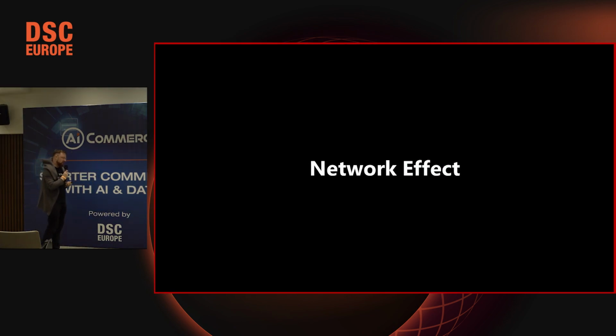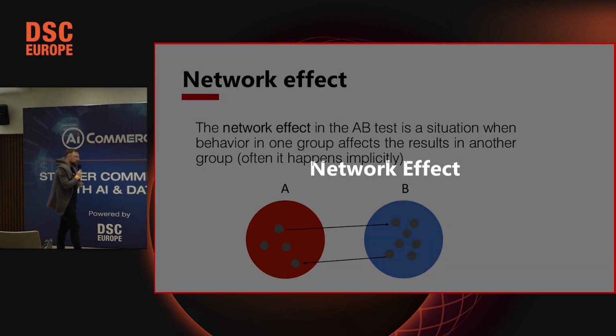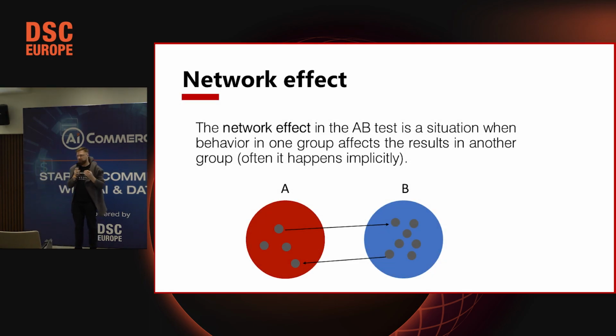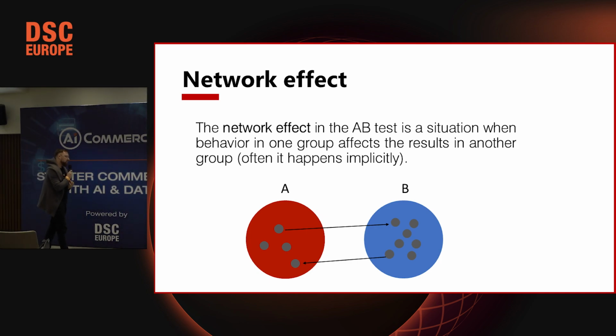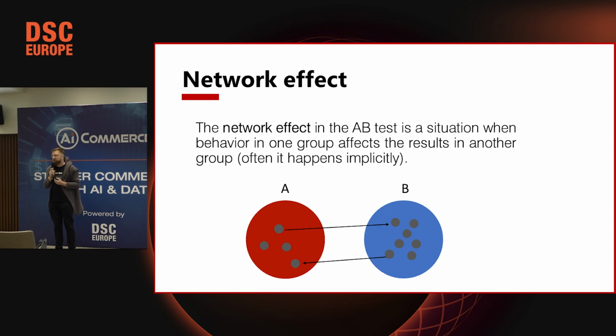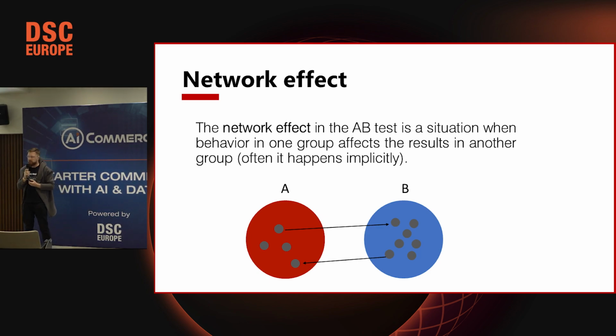Let's talk about the network effect. It's not a very popular thing because not a lot of businesses face the network effect. In general, the network effect is a situation when a user from one group affects a user from the other group. In this case, of course, we break our assumption about the independence of groups. And if the influence is significant, the result of the A/B test can be invalid.